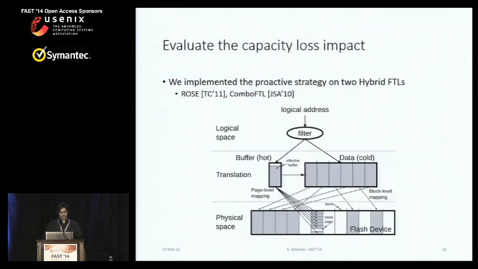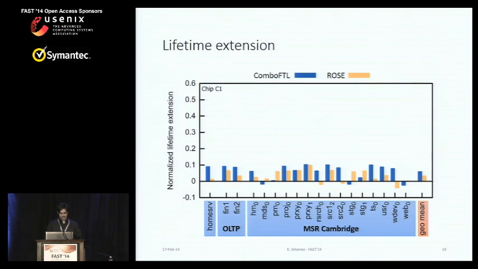So to evaluate them, we implemented two hybrid FTLs, namely rows and combo FTL, whose particularity is to map different regions of the flash with different granularities. So they have a buffer mapped on the page level and data on a coarser mapping level, typically block level. And obviously for the relief, we will use the hot partition, which corresponds to the buffer. So this is the result.